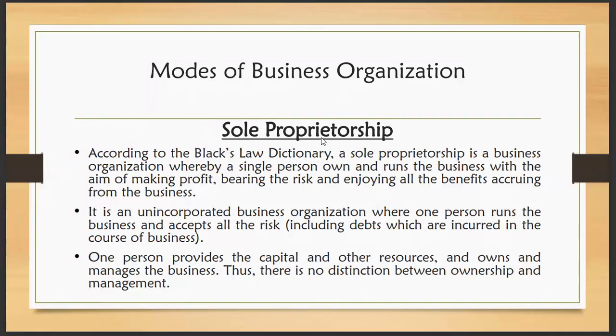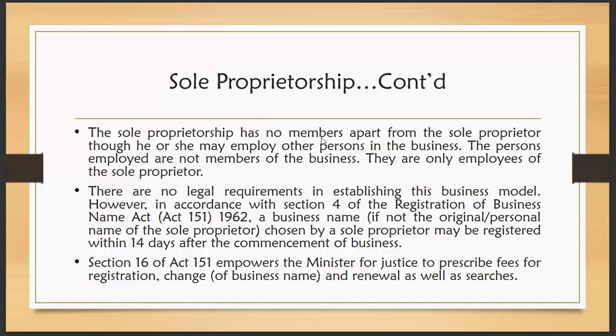So the same person provides the capital and all the other resources. Once they manage the business, there's no distinction between ownership and management. And by definition, sole proprietorship has no members apart from the sole proprietor. Despite the fact that he or she may employ as many people as he needs in the business, ultimately, he is the owner. He is the management. And the persons employed, as we've stated, are not members of the business.